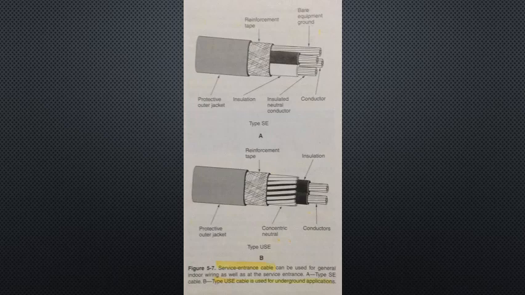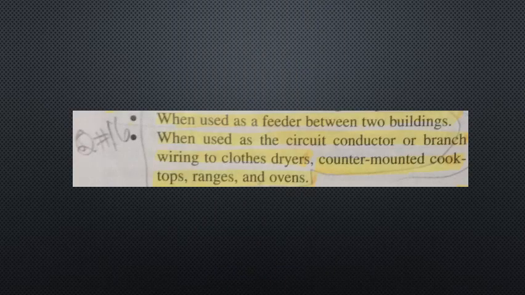Type USE is basically the same as type SE, except the outer jacketing is better suited for direct burial. It is highly moisture and corrosion resistant. Type ASE has an armored jacket which provides additional protection. As already noted, service entrance cable is used for interior wiring or for service entrance between the utility supply and main service disconnect.